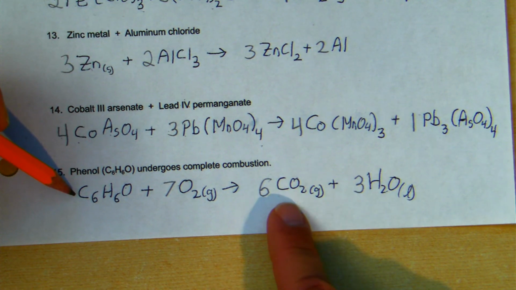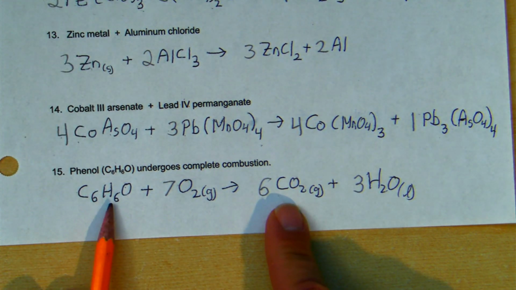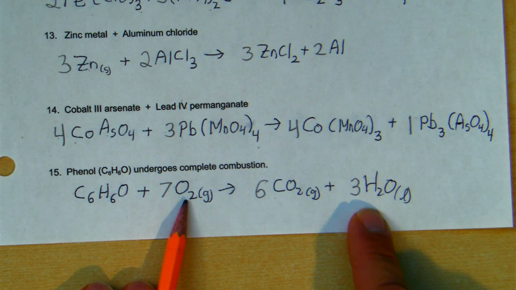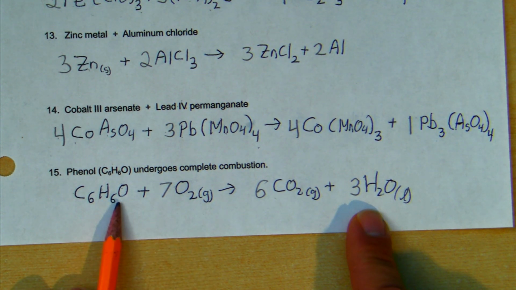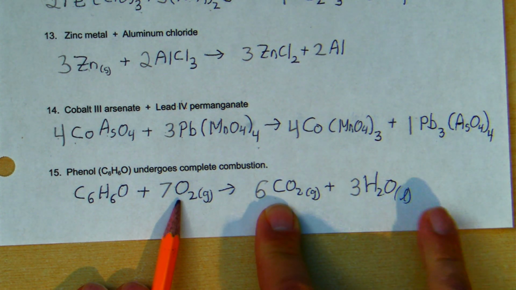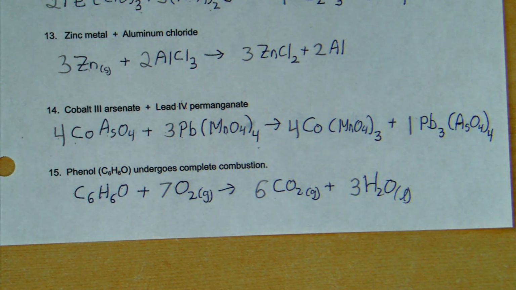6 carbons on the left, 6 carbons on the right. 6 hydrogens on the left, 6 hydrogens on the right. 14 plus 1 is 15 oxygens on the left. 12 plus 3 is 15 oxygens on the right. This concludes the debrief on this exam.